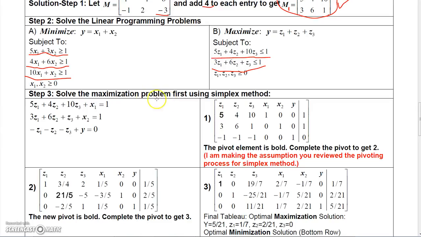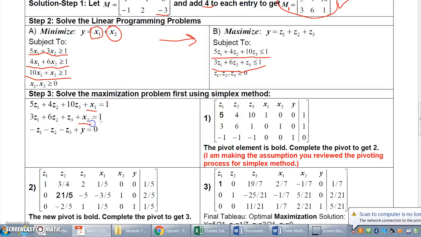Now, remember to solve this dual maximization problem, we actually have to add the decision variables from the original minimization problem. We have to use these as slack variables. So we'll take this first constraint and add x1 to it to convert it to an equation, and then we take the second constraint and add x2 to it to convert it to an equation. And then we take our objective function and move all of the terms to the left, and they'll change sign.